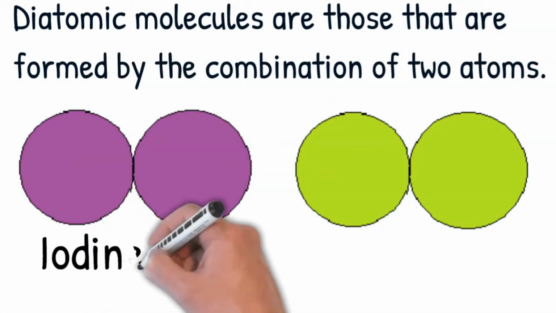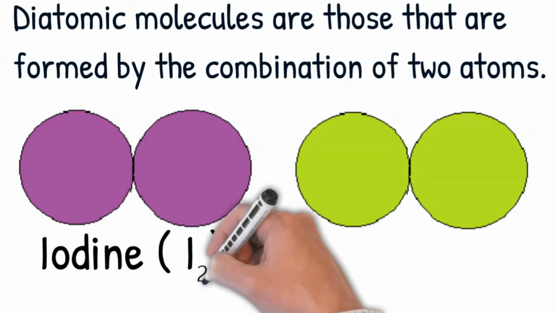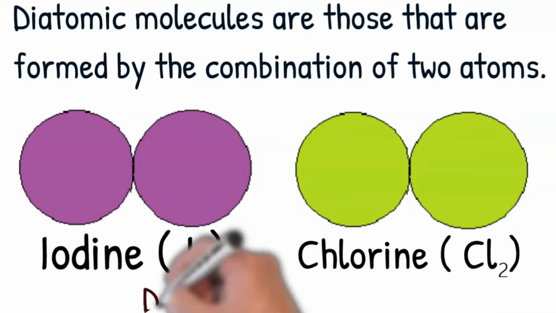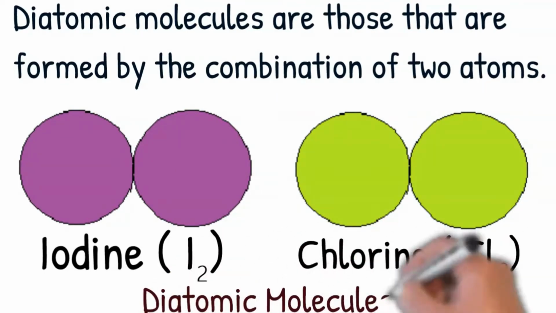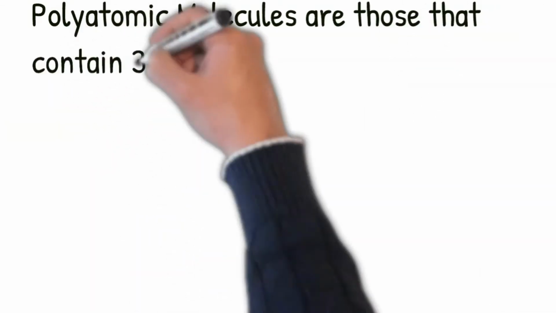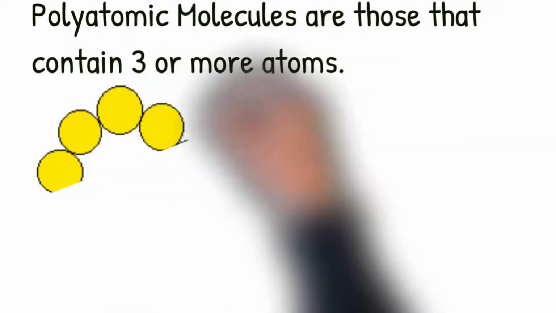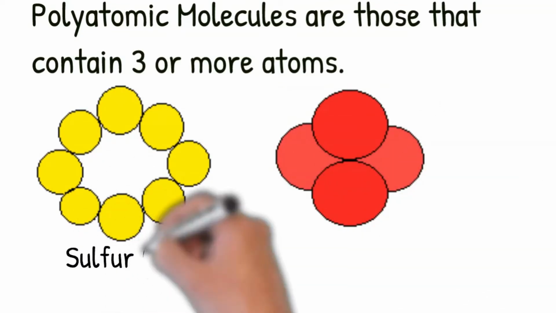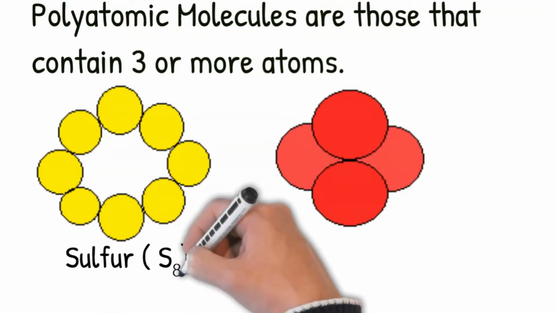Iodine, chlorine. Polyatomic molecules are those that contain three or more atoms. Sulfur, phosphorus.